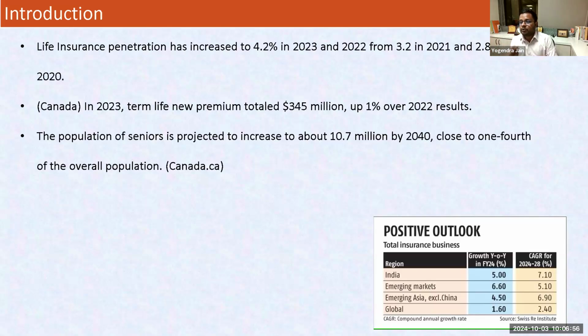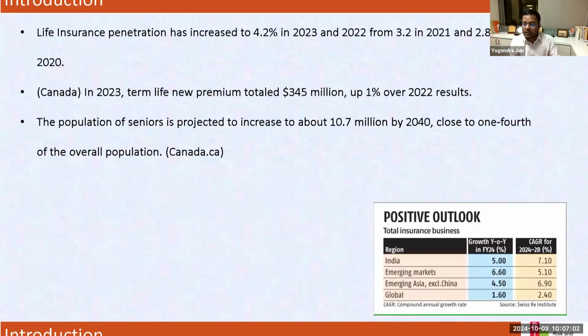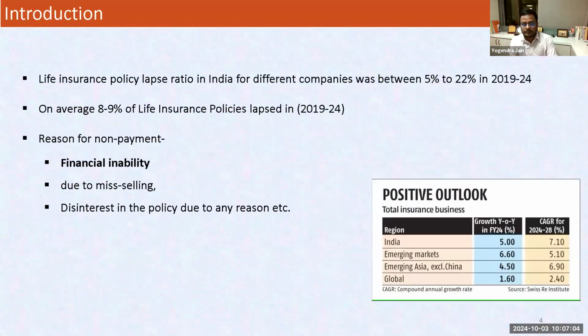And this is where we need to think. We need to think about the rights of senior citizens. And that is where this research becomes very important. But why exactly are we supposed to think about the rights of senior citizens?